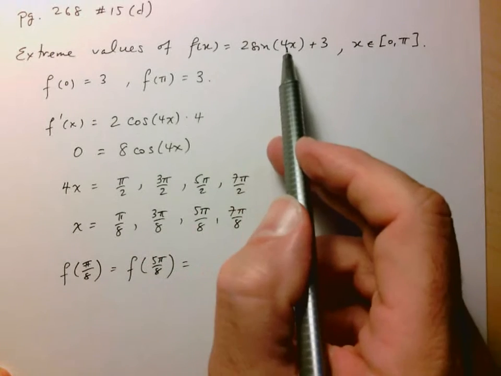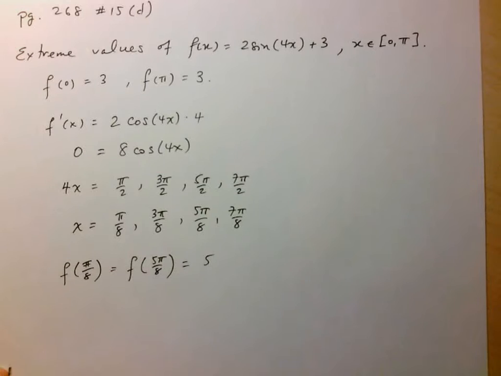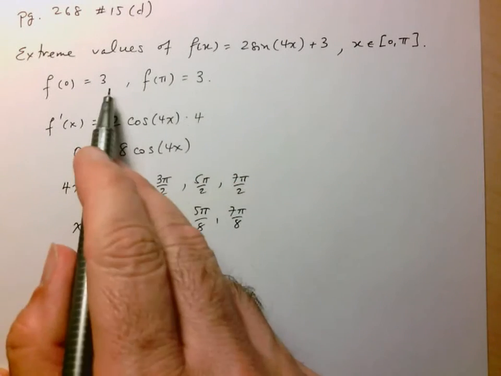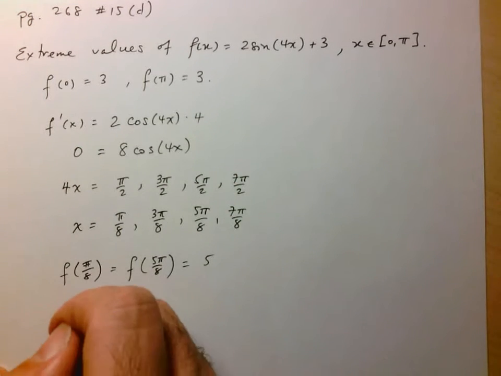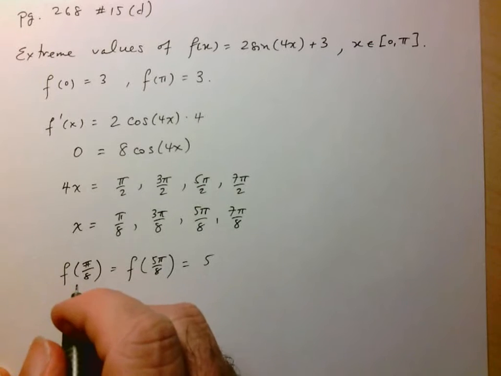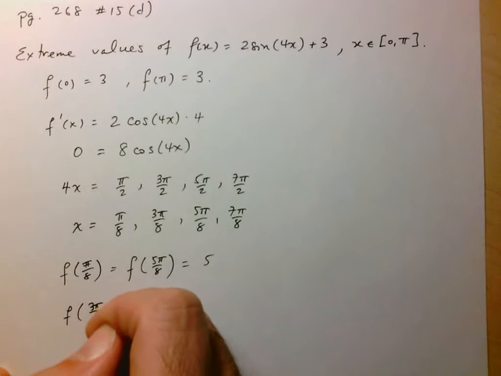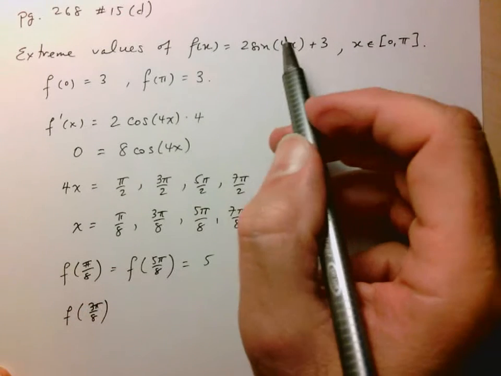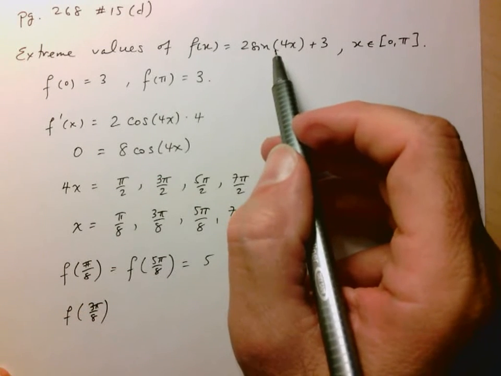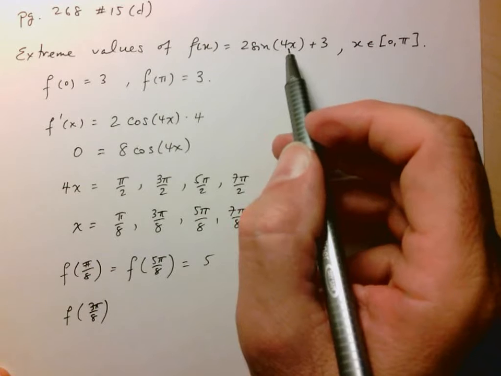Okay, so we have 2 times 1 plus 3 is equal to 5. Okay, so already that's larger than those two. And now we'll check f at 3 pi over 8. Okay, and if we stick that in here, we end up with 3 pi over 2, which of course is where sine is equal to negative 1.